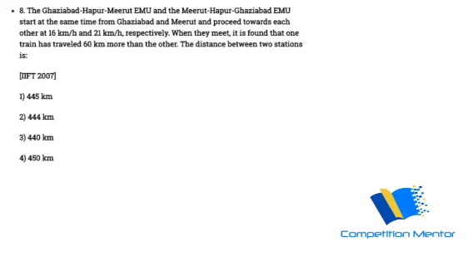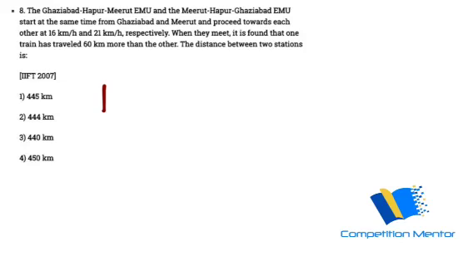Now this is a question in which the Ghaziabad-Hapur-Meerut EMU and the Meerut-Hapur-Ghaziabad EMU start at the same time from Ghaziabad and Meerut and proceed toward each other at 16 km per hour and 21 km per hour respectively. When they meet, it is found that one train has travelled 60 km more than the other. The distance between the two stations is?